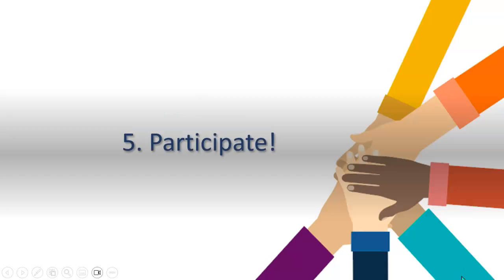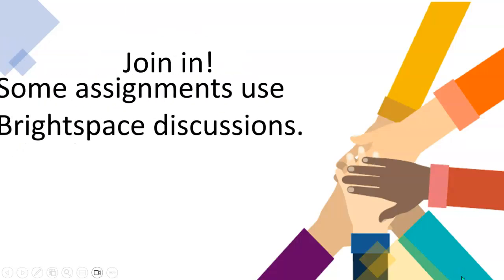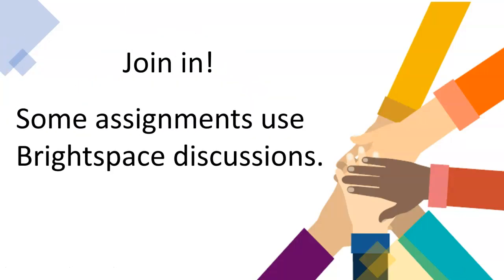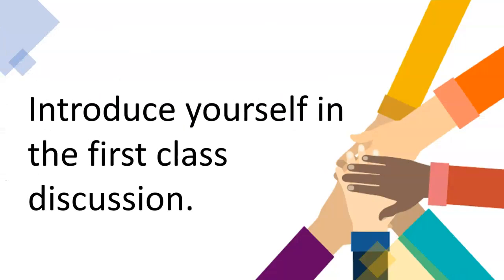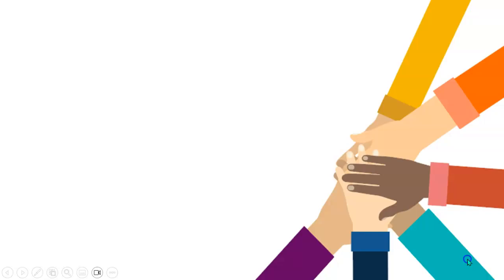And participate. Participation comes in many forms. Join in. Some assignments use Brightspace discussions. You don't need to talk aloud in class if that's not your thing. For instance, when you start to look through the course, you'll be asked to introduce yourself in the first class discussion. It's kind of an easy, gentle start. By the end of the course, you'll be doing entire assignments inside those discussions. This is what it looks like when you get there.